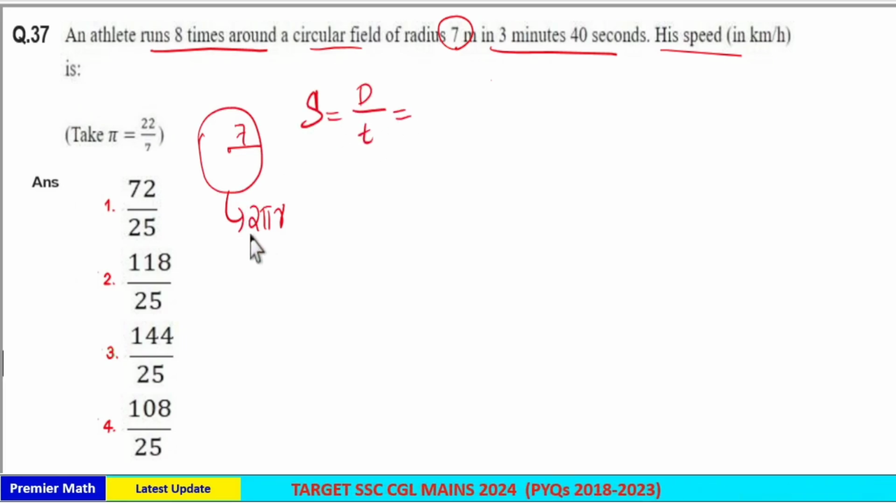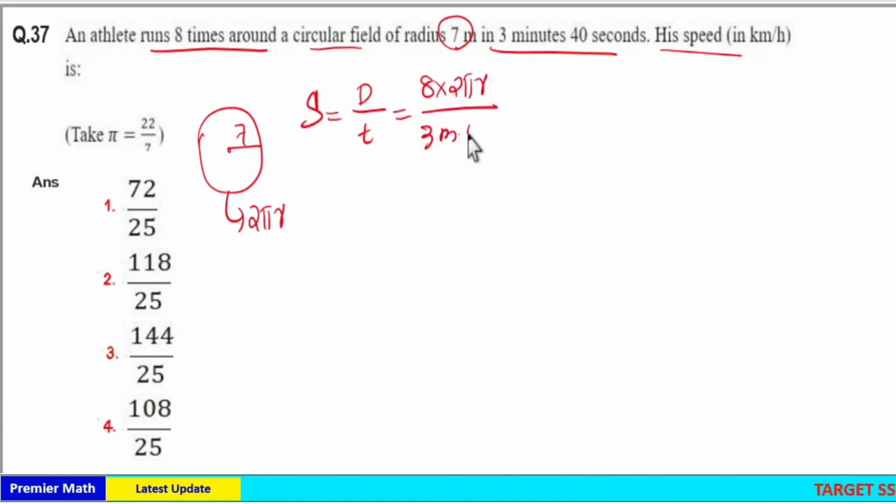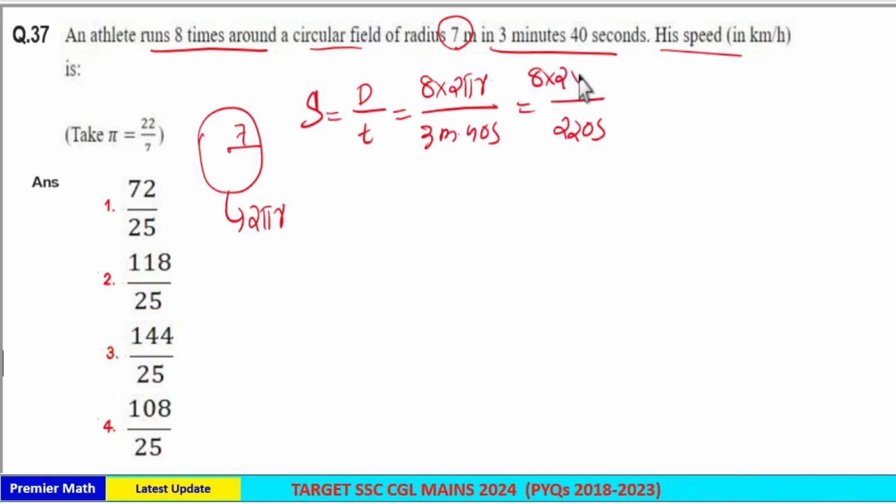Distance travelled is 8 times 2 pi r. So 8 into 2 pi r divided by time, which is 3 minutes 40 seconds. 3 into 60, 180. 180 plus 40 is 220 seconds. So 220 seconds. Now 8 into 2 into pi is 22 by 7. Radius is 7. 7 cancel. 22 cancel.